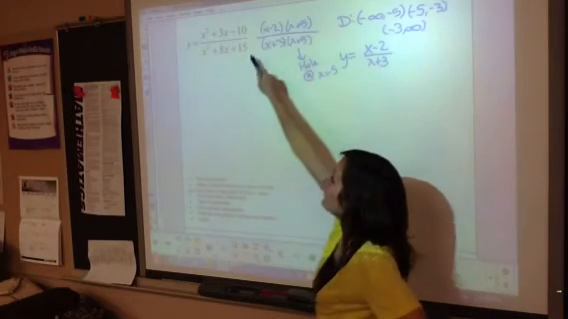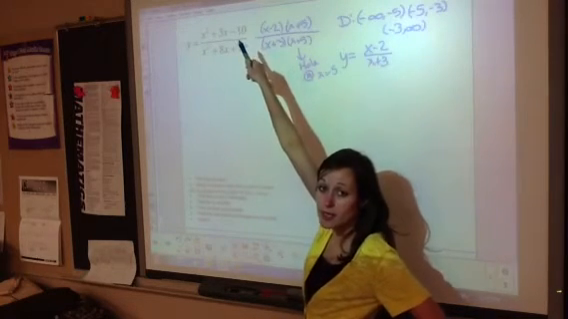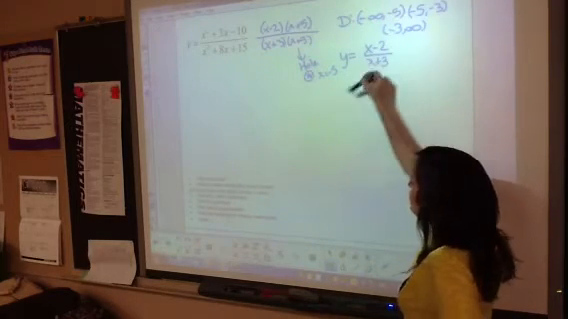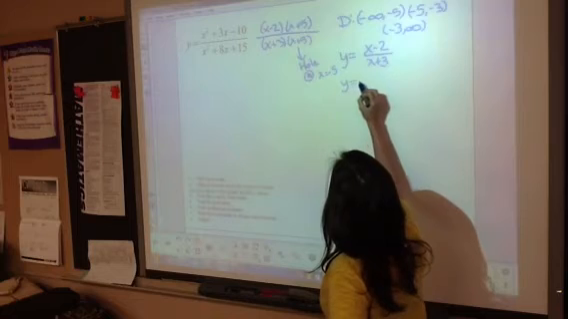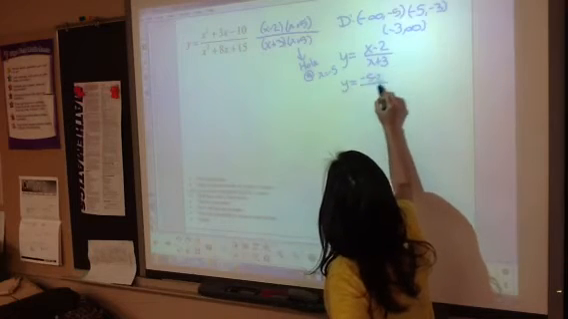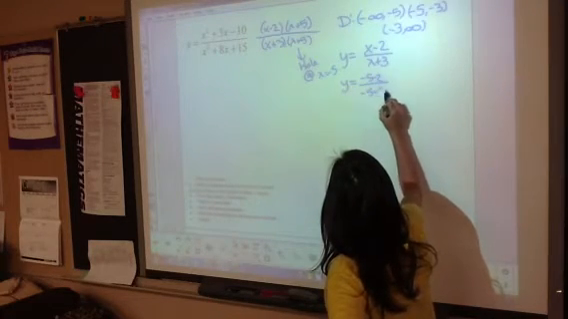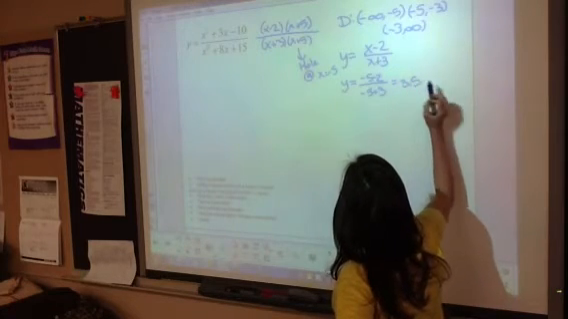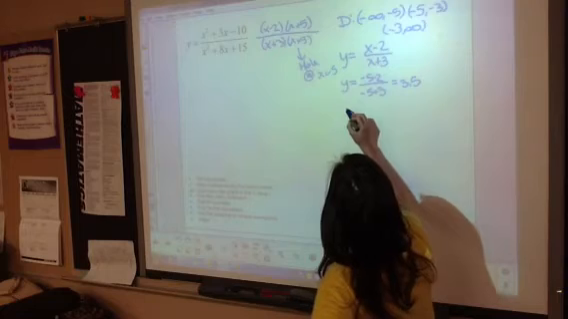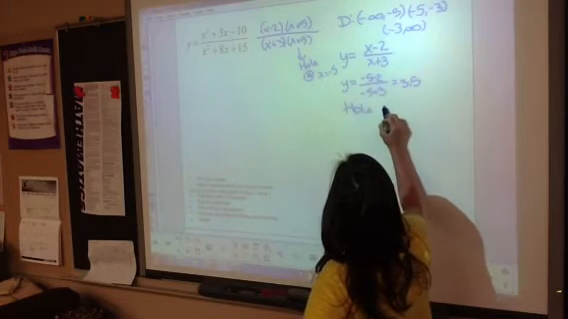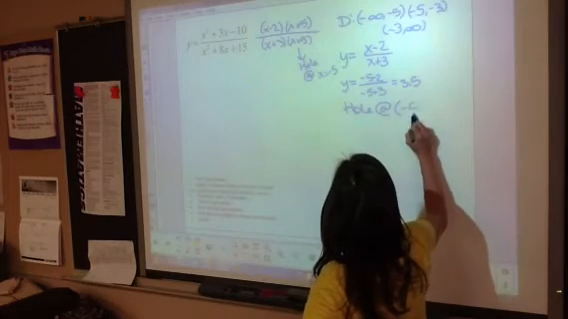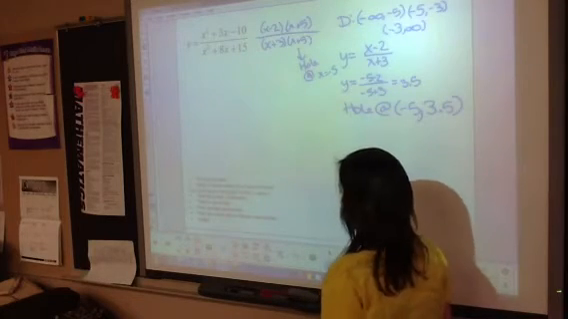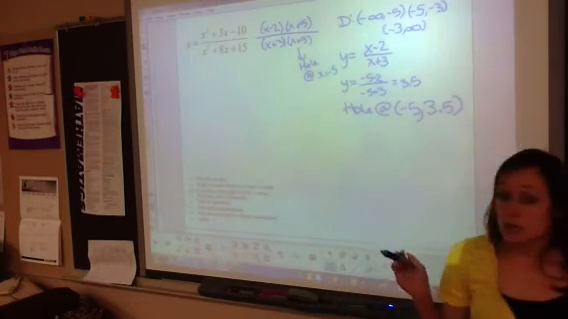If we plug in negative 5 to our original equation, you would get undefined. However, if you plug in negative 5 to this equation, you will not get undefined. You will get negative 7 over negative 2, which is positive 3.5. So we're going to have a hole at negative 5 and 3.5. Yay, go you.